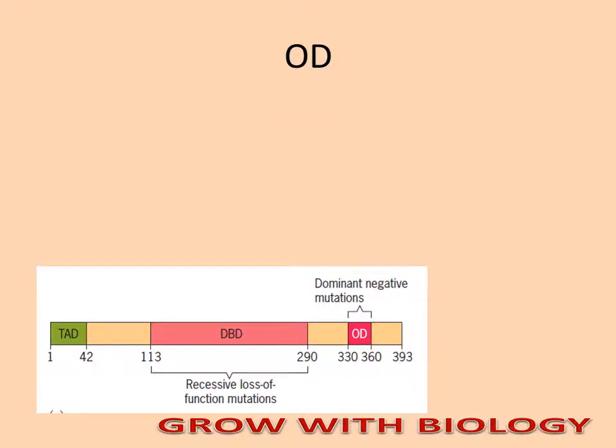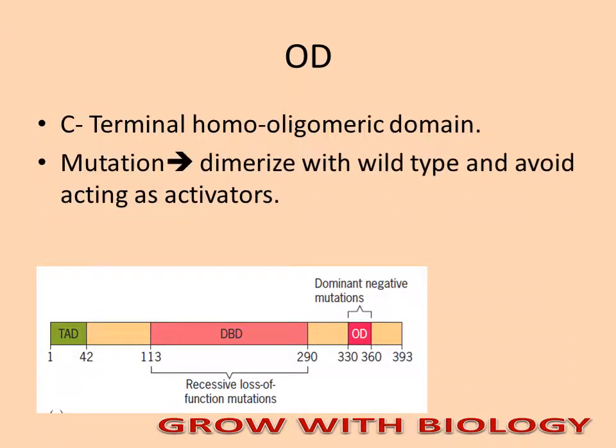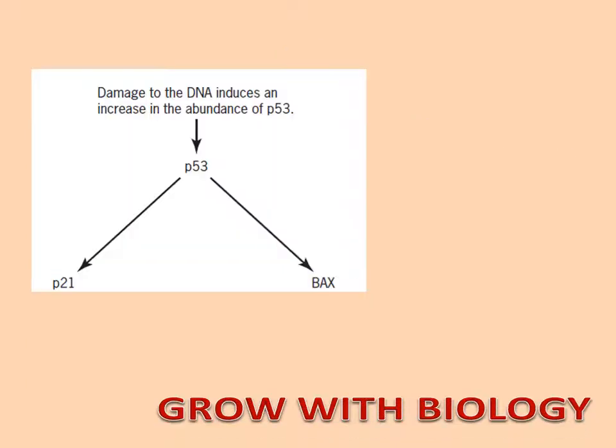Now OD is present at the C-terminal region. It is the homo-oligomeric domain. Now mutation in OD will result in dimerization with wild type and prevent it from acting as an activator. So it is a dominant negative mutation. So remember, mutation in DBD and OD, in both the sites, will inhibit the protein from acting as a transcription factor.